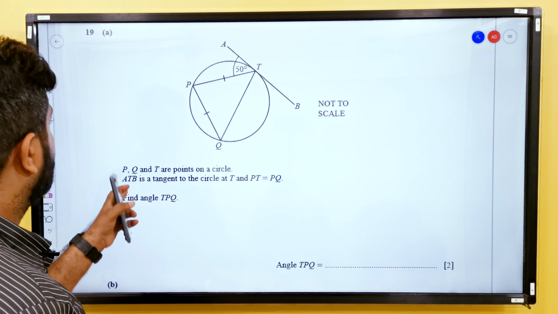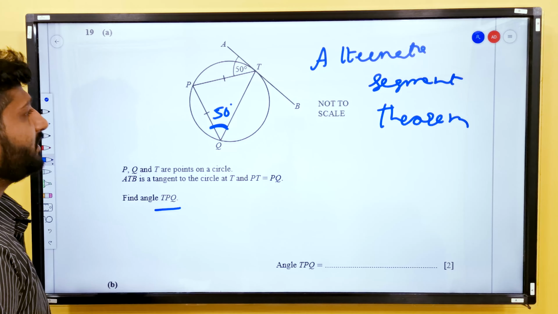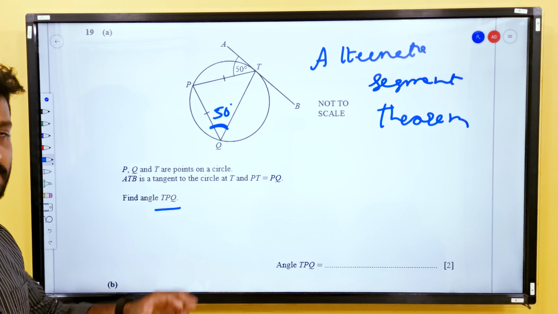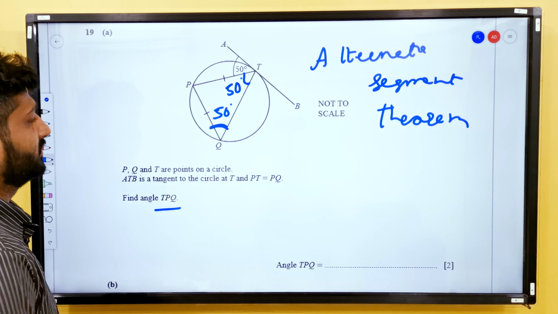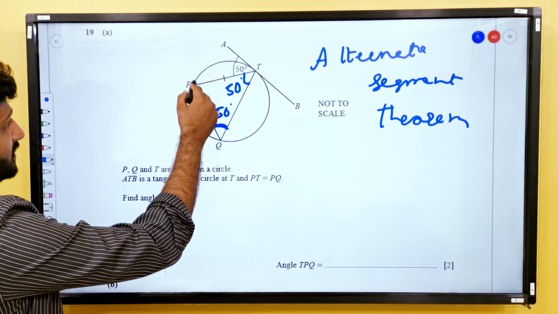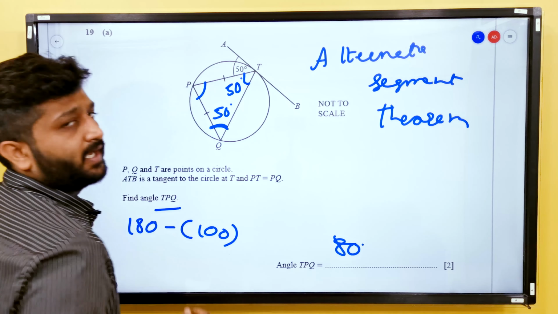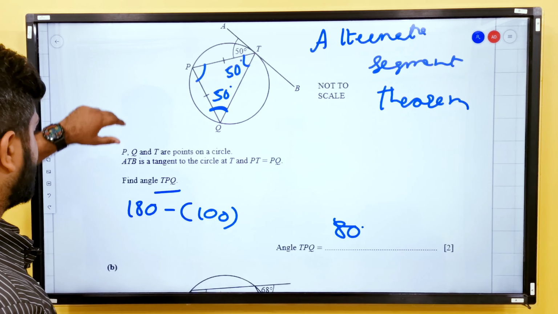Find angle TPQ. See, according to alternate segment theorem, if this is 50 degree, then the angle opposite to this is also going to be 50 degree. And PT and PQ are same, thus angles will also be same. So if this is 50, this is also going to be 50. So I can find out angle TPQ. This is going to be nothing but 180 minus 100, which is 80 degrees.